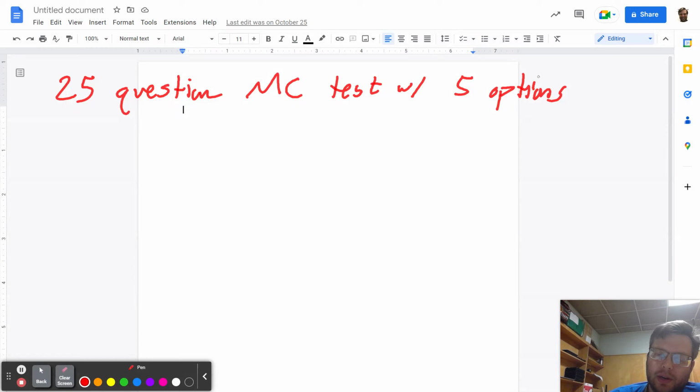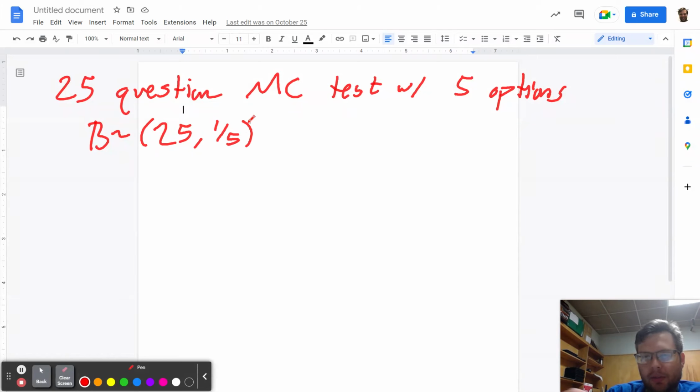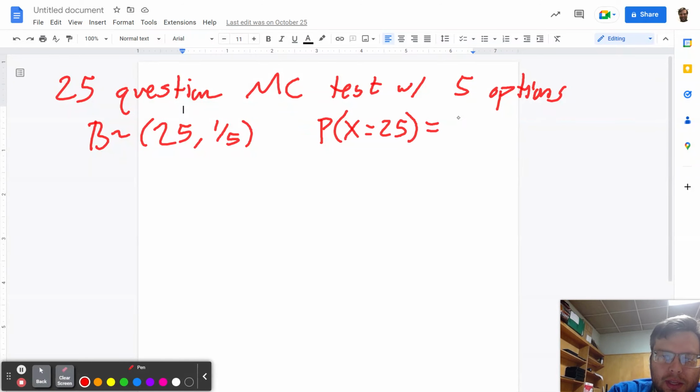So we could figure out the probability of you getting 1 right or 20 right or 25 right by using a binomial distribution. Because we can think of this as a binomial distribution with 25 questions and a 1/5 chance of being right. So, for example, the probability that you get a perfect score would look like this. It would be 25 choose 25 times 1/5 to the 25 times 4/5 to the 0.